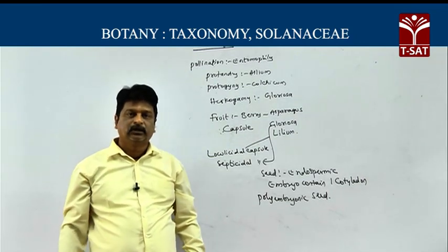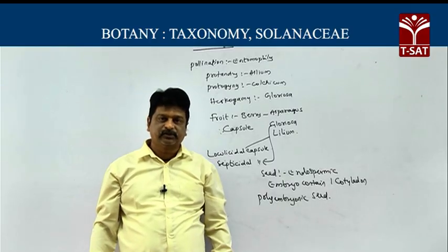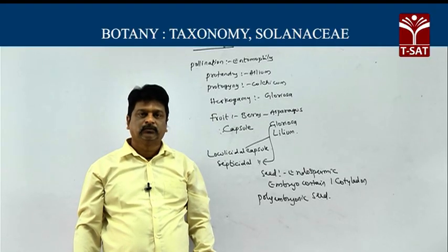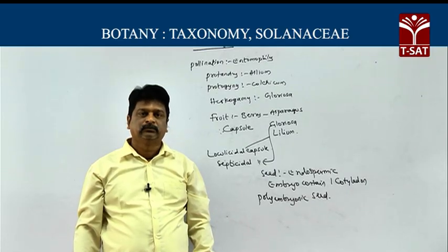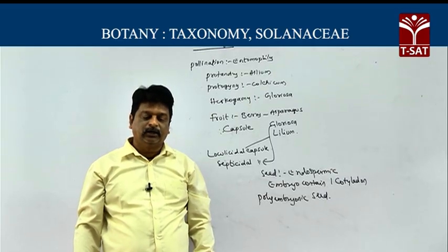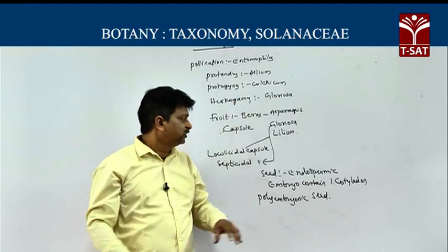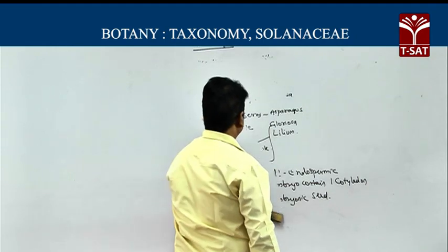And once again, important features of Liliaceae: adventitious root system, exstipulate leaves, parallel venation, homochlamydeous condition or tepals, hypogynous flower, axile placentation and capsular fruit. These are key features of Liliaceae.